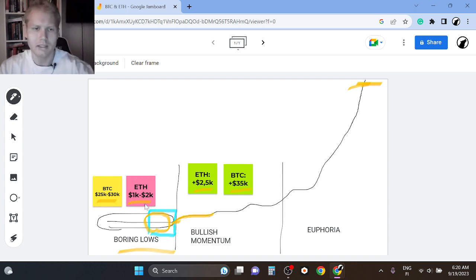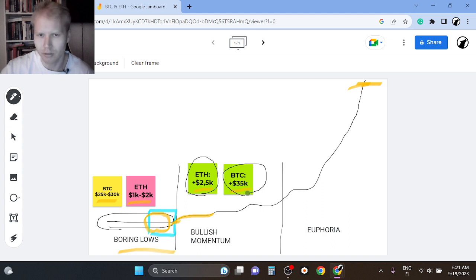Okay, now what is the indicator that the bull run and the bullish momentum has started to pick up, and we have transitioned from boring lows to bullish momentum? Well, those are ETH crossing 2.5k per ETH and Bitcoin crossing 35k per Bitcoin with confidence, meaning that it has the authority and confidence. It's just like boom, it just happens. Like now ETH is 2.5k and that's it. It has to be with a lot of confidence, not like ranging. And that's when I think we have the official transition from boring lows to bullish momentum.